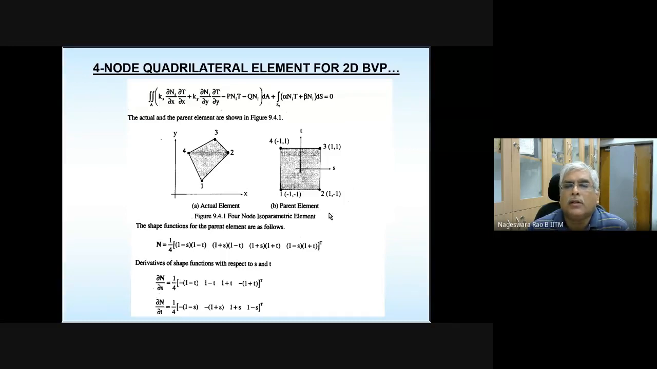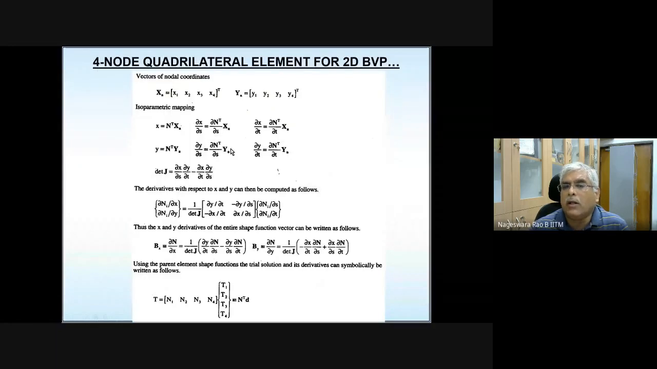Here is the same equation system, except that 4 shape functions are substituted because we are adopting the 4-node element. All the simplifications are given here.